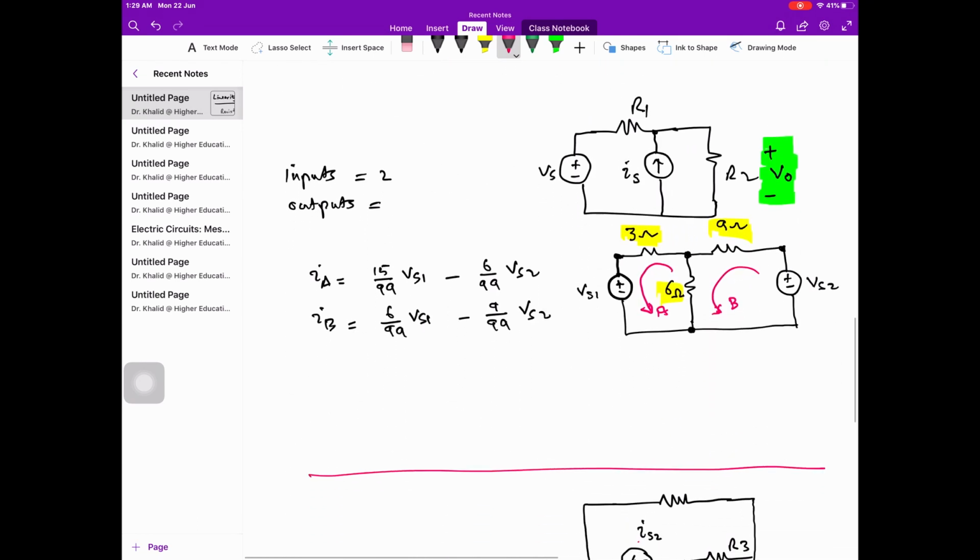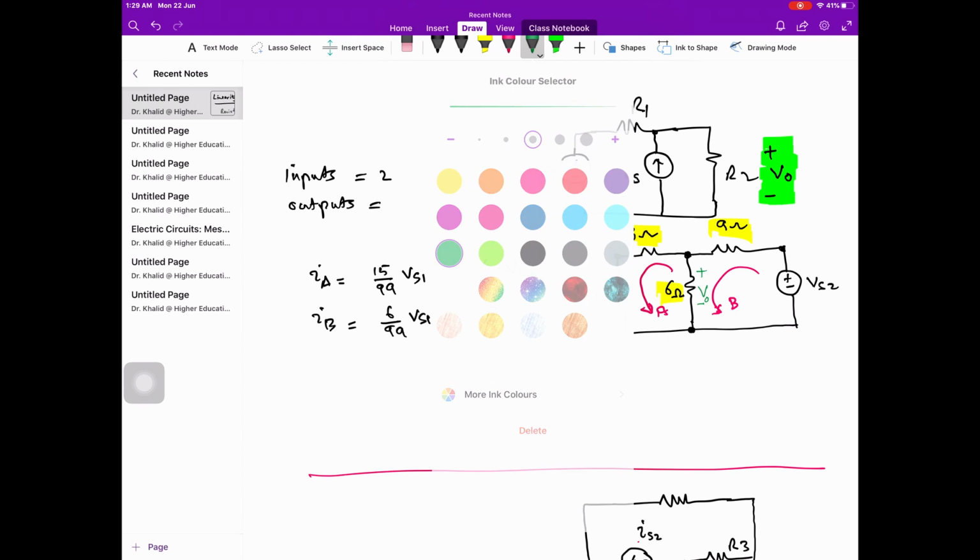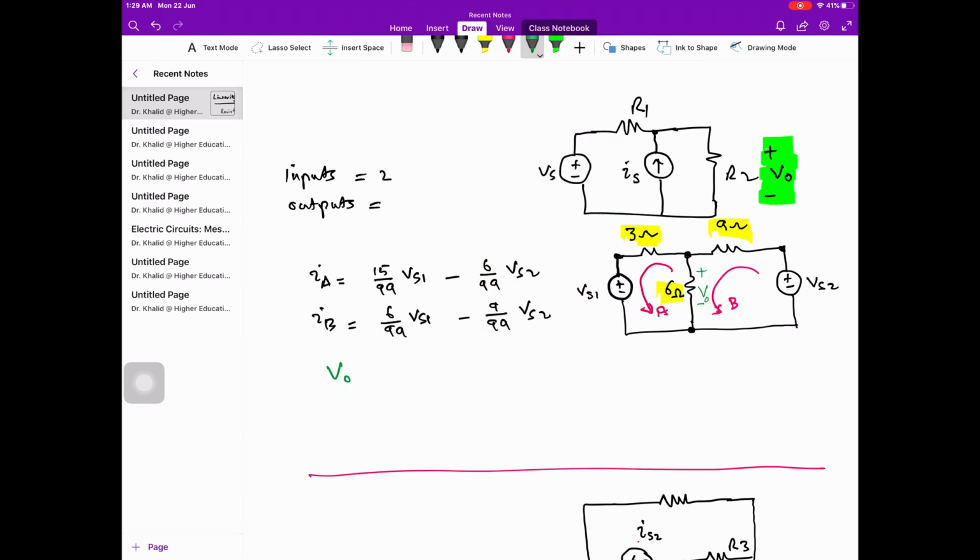And if we assume in this circuit that our output variable is VO, VO is the voltage across this 6 ohm. Now if we express VO, what is VO in the indicated direction? VO is equal to 6 ohm multiplied by IB minus IA.